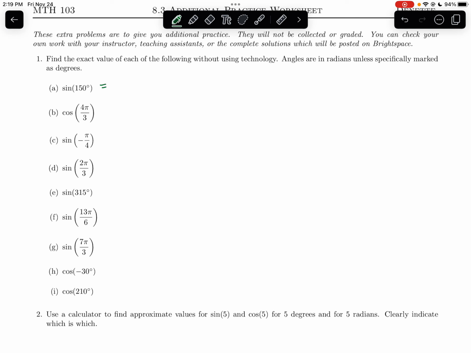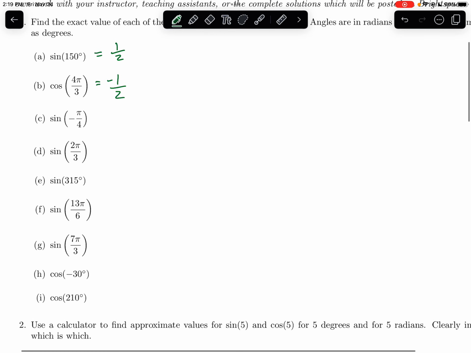First one, you can just look at the unit circle, and this is 1/2. There's really nothing else to do here. Same with the second one, this is -1/2. You have to look at the unit circle, or just have these angles memorized as to where they are.